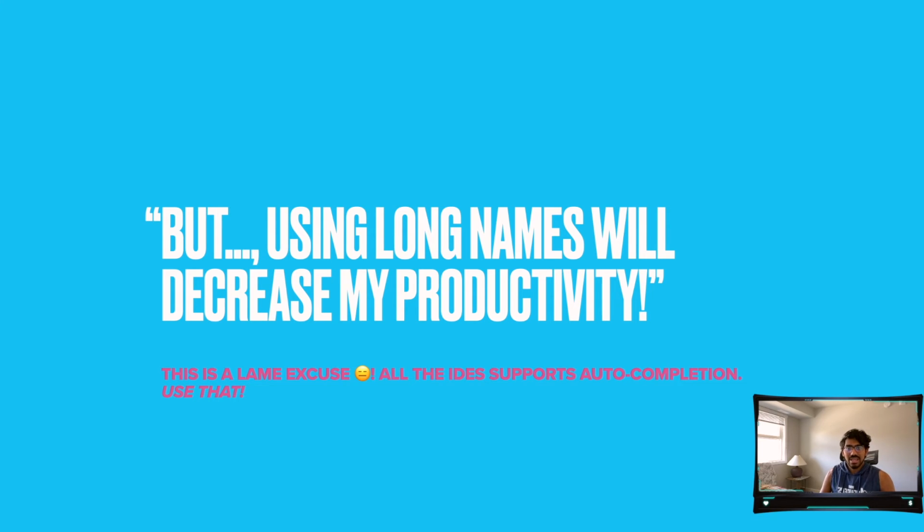Because in today's age, almost all the IDEs support auto completion, right? Auto completion will most of the time suggest the name that is most appropriate for that context, and that's where you don't really need to type the whole name. You only type 2 to 3 letters and it will suggest the name. You just have to press enter. So let's not give that excuse, and let's try using such descriptive names in our code base.